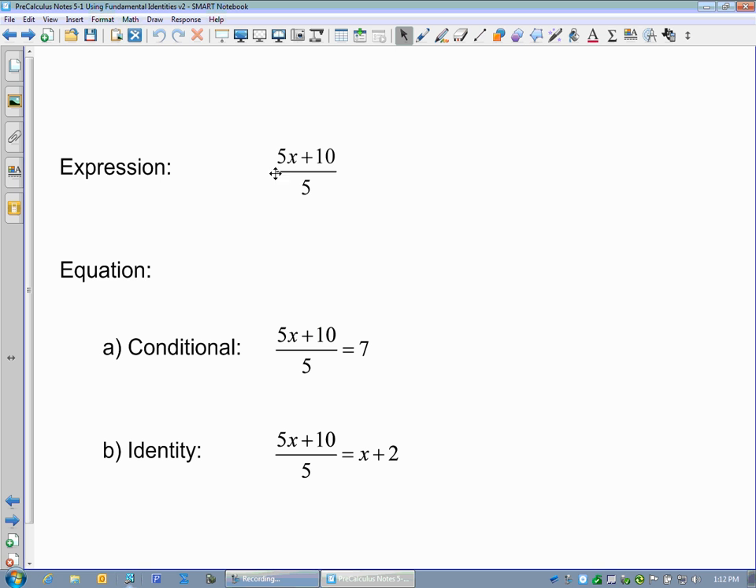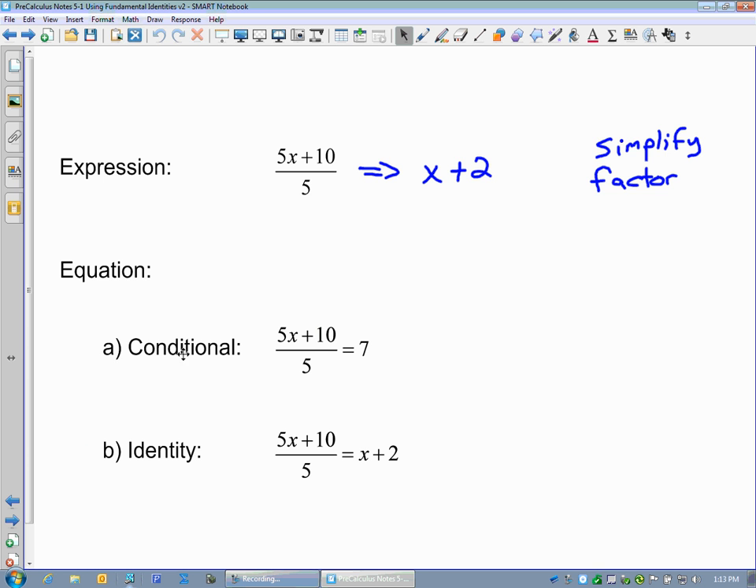This can be simplified though. Notice how the 5's cancel out and 5 goes into 10 twice. So this reduced would be simply x plus 2. So again, you can simplify them, you can factor them, but you can't actually solve expressions. What you can solve are equations. But there are actually two different types of equations we're going to be looking at.